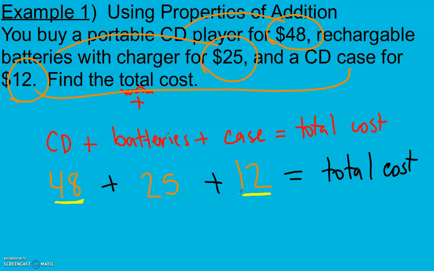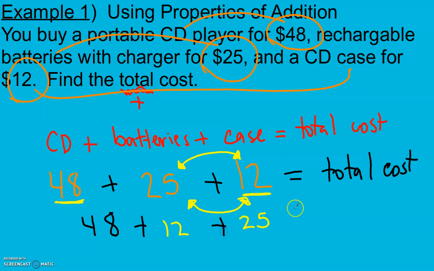So I'm going to use my commutative property of addition. I'm going to move these two terms. I'm just going to switch their spots. So instead of having 25 plus 12, I'm going to have 12 plus 25. And again, I didn't change anything else. I still have 48 plus 12 plus 25 equals my total cost. So the same players in the game, same pieces, I just moved them around.